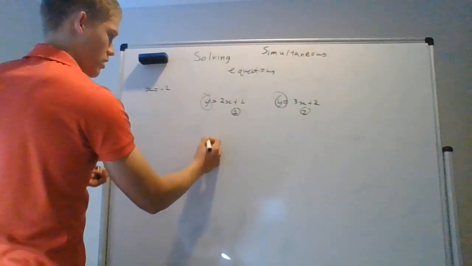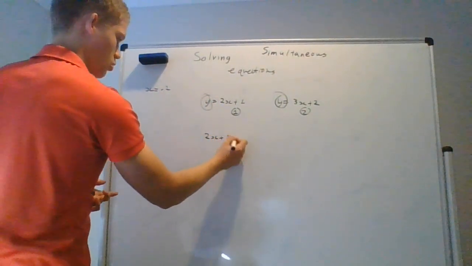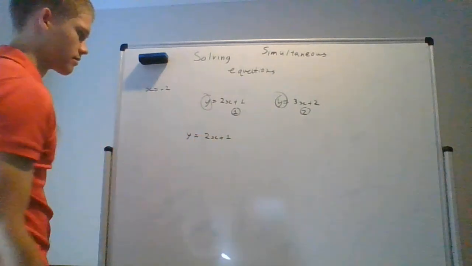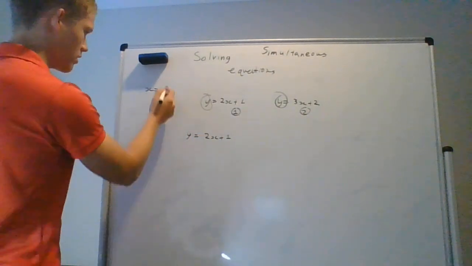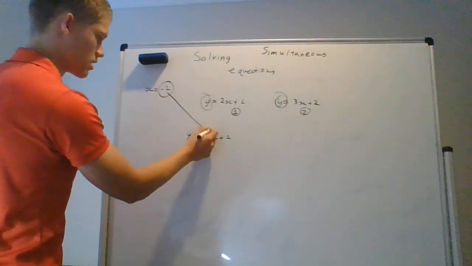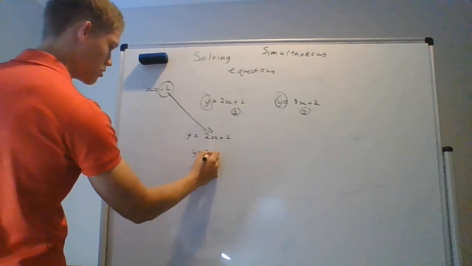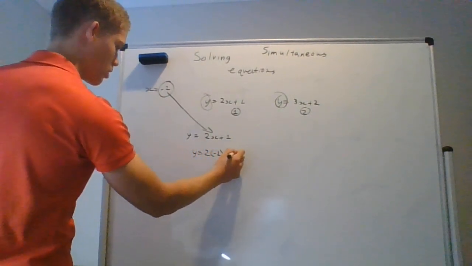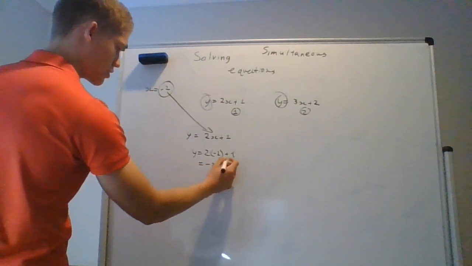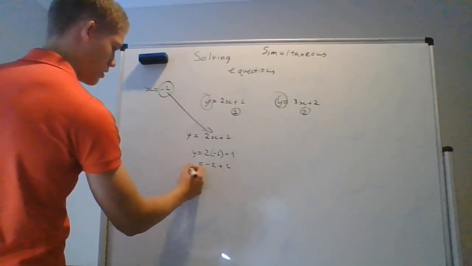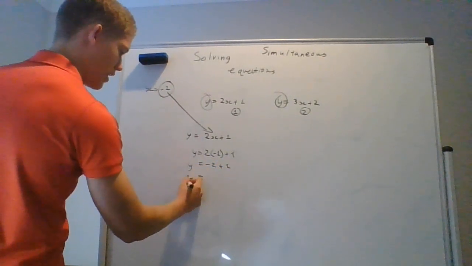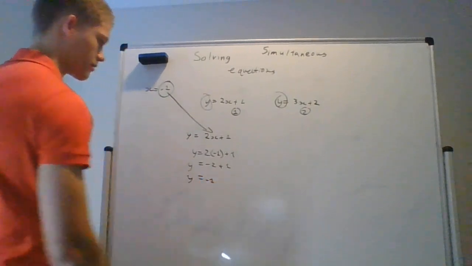So our first equation is 2x plus 1 equals y. We want our y value, and we know that x equals negative 1, so we can substitute negative 1 into our x spot. So y equals 2 times negative 1 plus 1. That will come to negative 2 plus 1. Therefore, y equals negative 1.